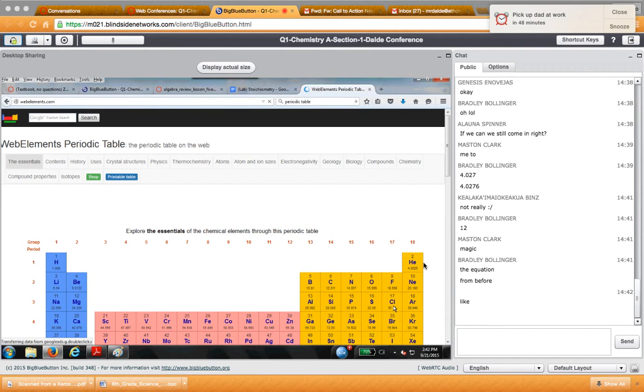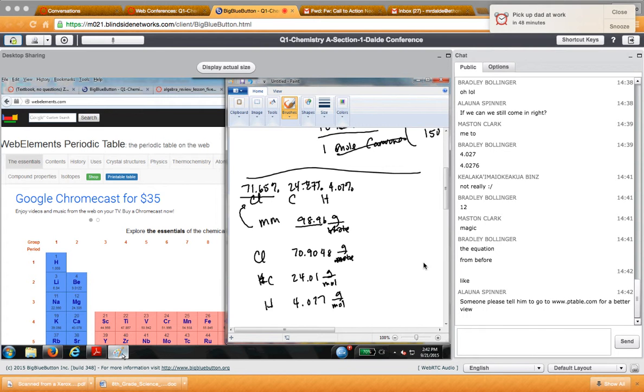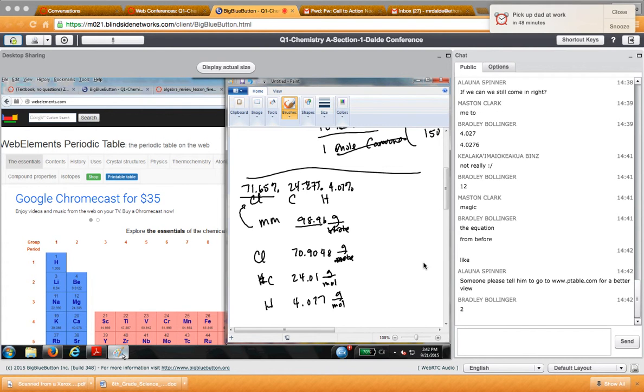Chlorine is 35.45 grams for every mole that you have in there. And apparently we have, how many? 70.90 grams. So, how many moles of chlorine? If 1 mole of chlorine weighs 35 grams, and I have 70, all right, fine. All right, here we go.